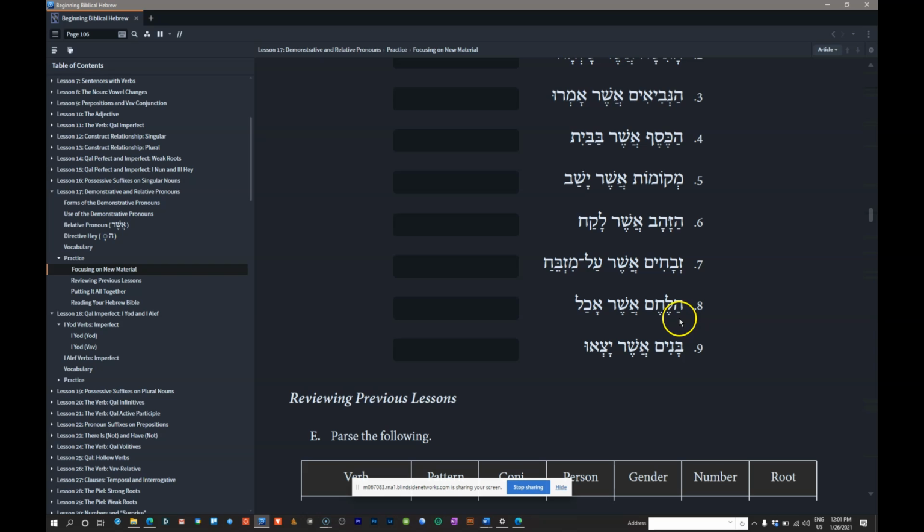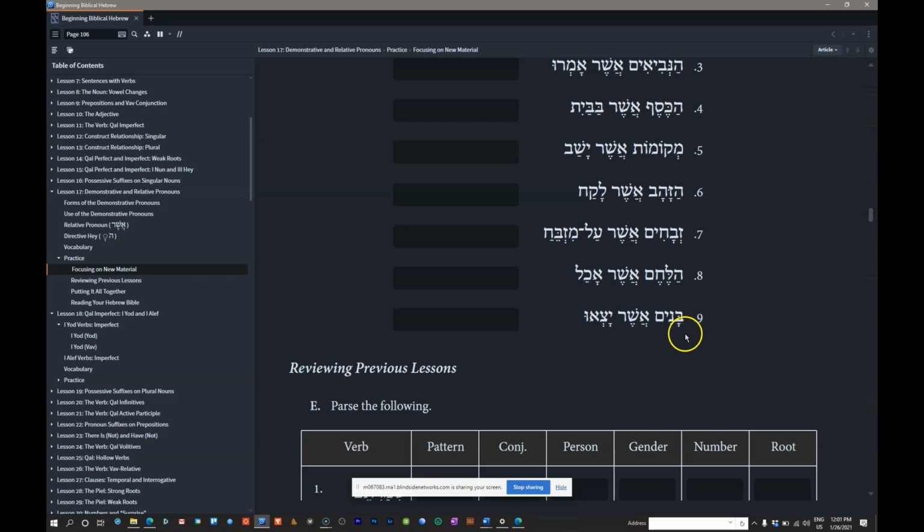Number 8, we've got halechem esher echal. Halechem, the bread which he ate, or the bread that he ate. And then number 9, banim esher yatsu. Banim is the plural for sons, which yatsa is came forth or went forth, or came out or went out.